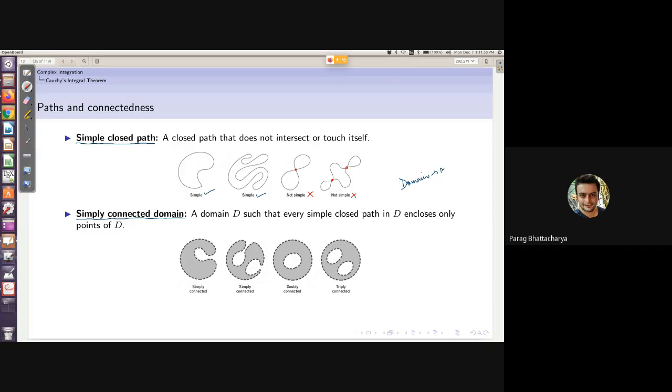a set of points. So here, when we say domain, we are talking about the shaded region. Here the shaded region, that's the domain. So a simply connected domain is a domain in which every simple closed path encloses only points of D.